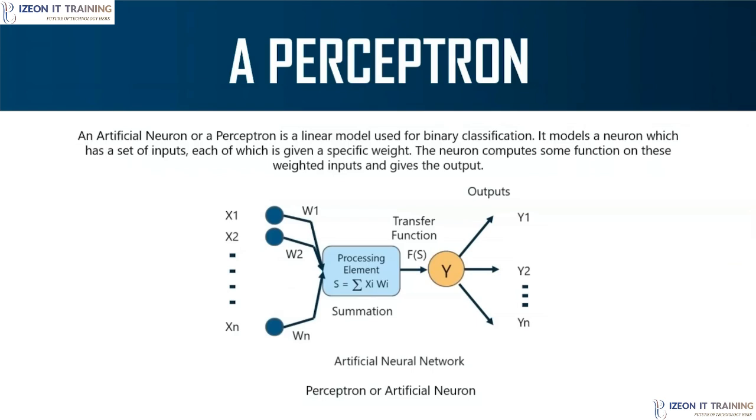Now, what the perceptron does is it computes some function on these weighted inputs and it will give you the output. So basically, these weighted inputs go through something known as summation. Summation is nothing but the product of each of your inputs with its respective weight. Now, after the summation is done, this is passed on to a transfer function. A transfer function is nothing but an activation function. I'll be discussing more about this in a minute, right? From the activation function, you'll get the outputs y1, y2, and so on.